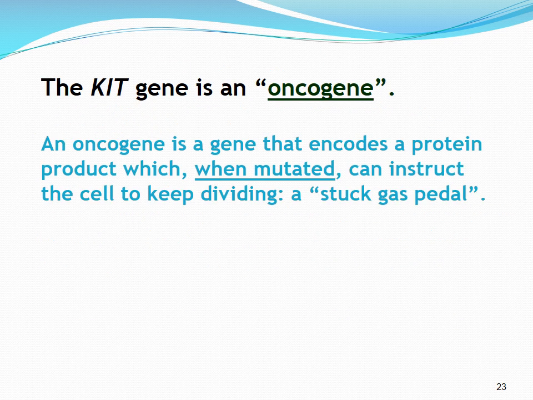So KIT is one of many genes that we call onco or cancer genes. By an oncogene, we mean a gene which, when it's mutated, can give the cell instructions to keep on dividing. The analogy that's sometimes used, and it's a pretty good one, is that the growth of the cell is controlled like a car is controlled by stepping on the gas. And you can step on the gas or you can step off the gas. But an oncogene is like a gas pedal that's got stuck. So it's on all the time.